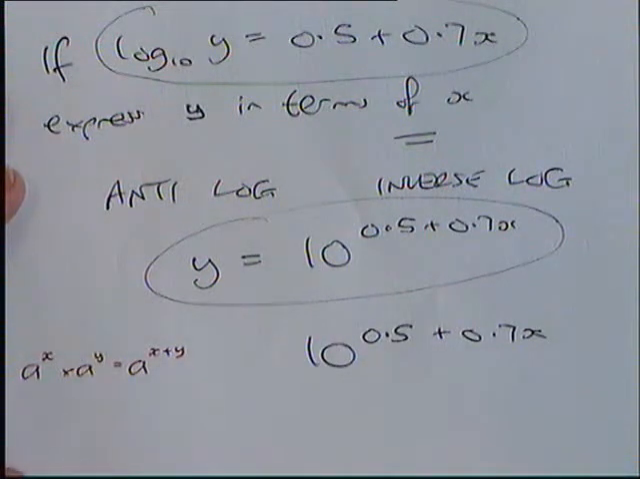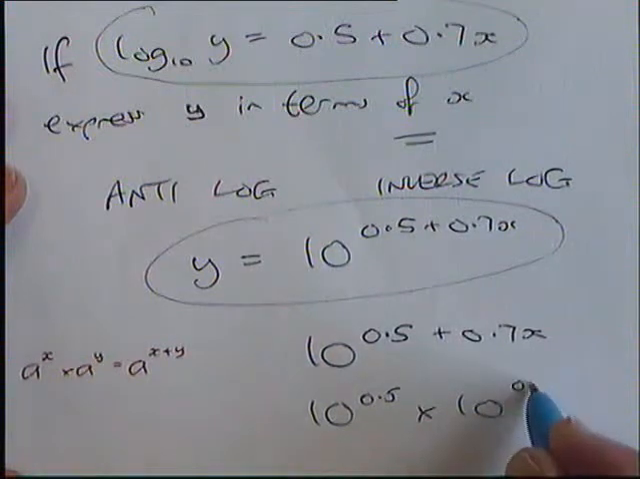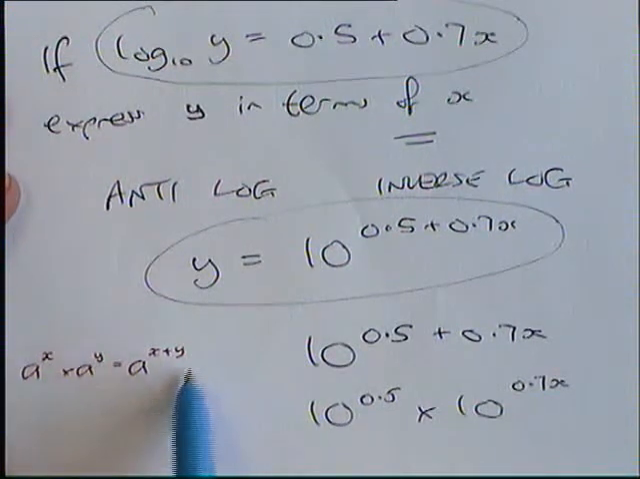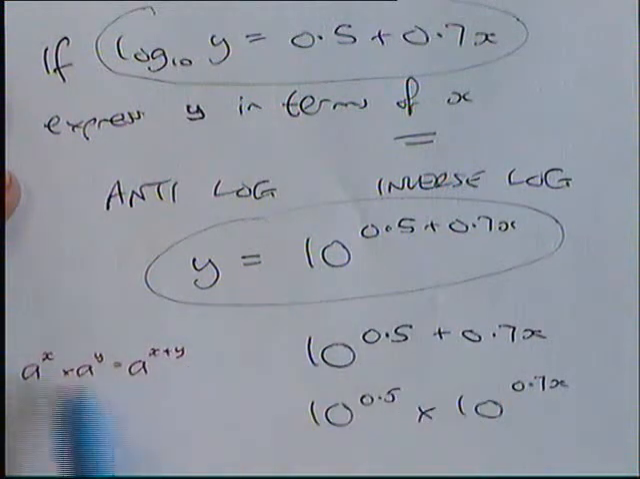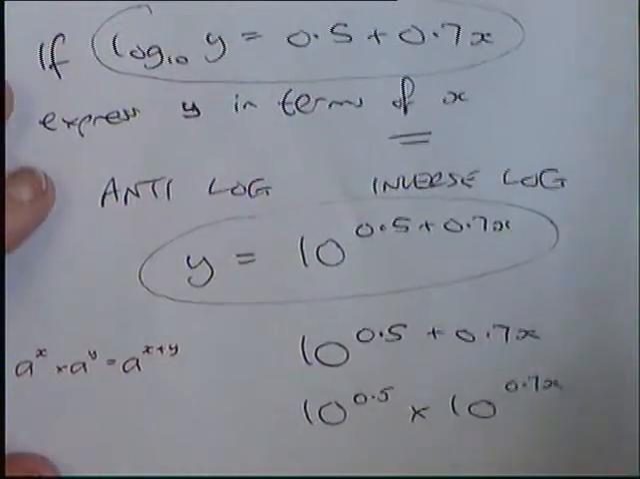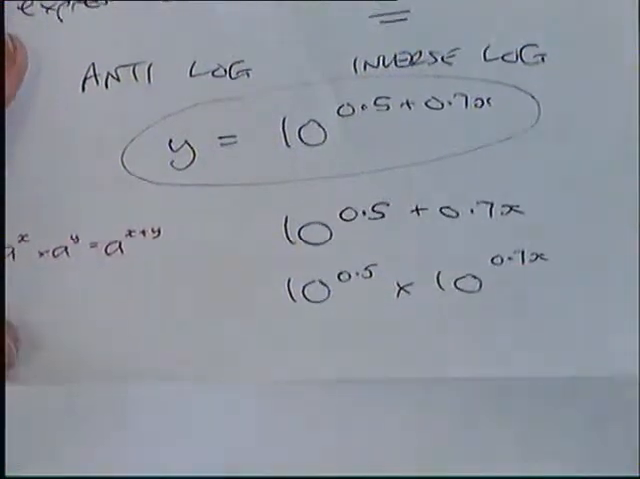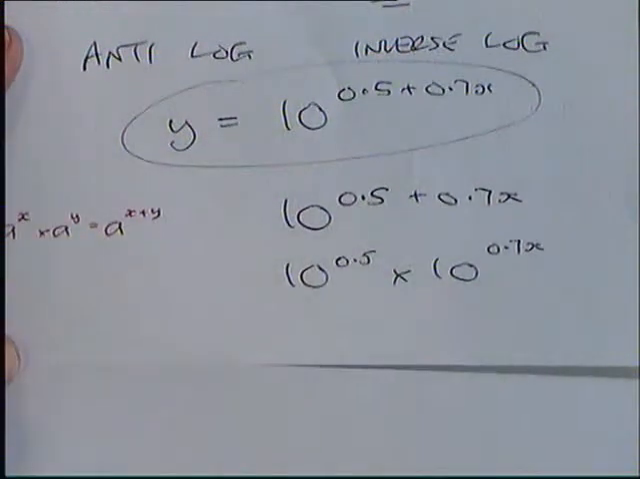Using that: 10 to the power of 0.5 times 10 to the power of 0.7x, yeah. Okay, I could use that law of indices. Basically, I've gone from the right-hand side, something to a power of something plus something, to the left-hand side. Okay. 10 to the 0.5, well, that's just a number. On your calculator, can you just work out 10 to the power of 0.5? And what is the power of 0.5 the same as?